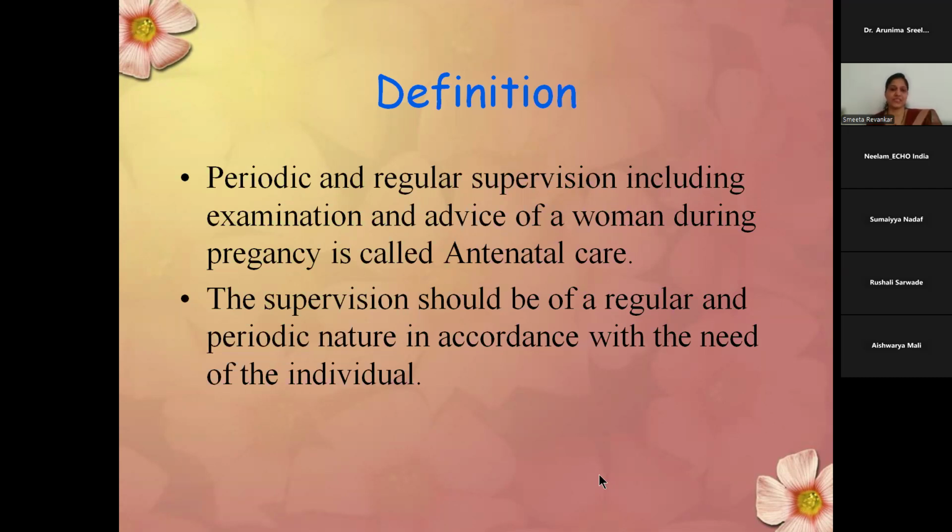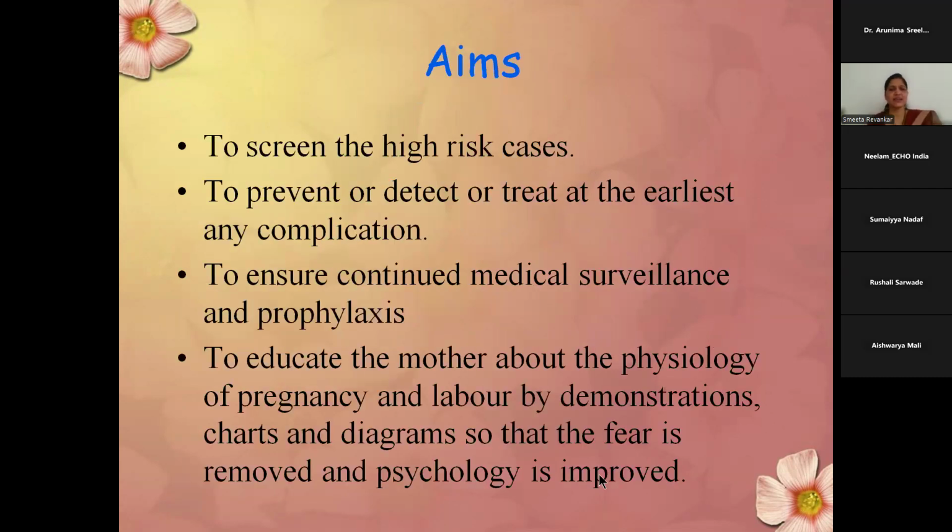Okay, so what are the aims of this antenatal care? It is to screen out the high risk cases. So when the mother comes to the hospital for the antenatal assessment, when we do all the assessment, all the blood and lab investigations, we get to know whether the woman is at high risk or she belongs to a normal case. Then, to prevent or to detect and even to treat at the earliest any sort of complication that may arise in labor as well as in the puerperium period, and even to the newborn. So to ensure continued medical surveillance as well as any sort of prophylaxis needed.